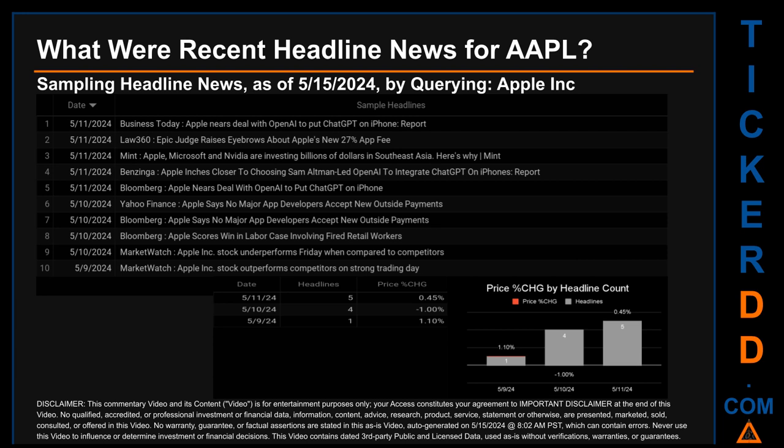The oldest publication was on Thursday, May 9, 2024, when, 6 days ago, MarketWatch published the headline that read, Apple stock outperforms competitors on strong trading day. The latest publication date was the day with the most found headlines. The day saw a price change of 0.45% after the ticker opened the day trading at $185.44 to then close at $186.28. The oldest publication date of Thursday, May 9, 2024, was actually the day with the highest percentage change in price. It saw a price jump of 1.10%.